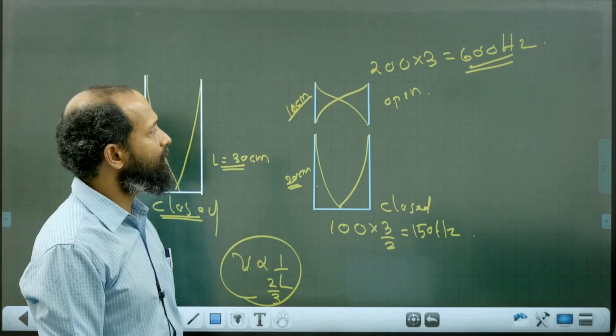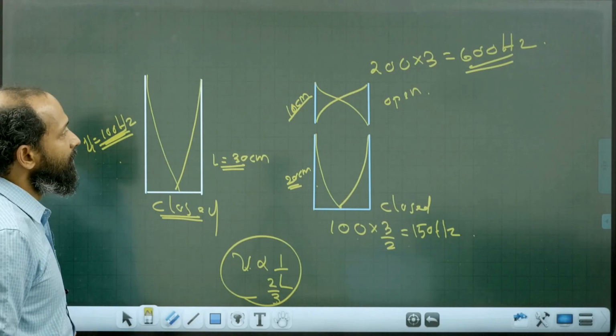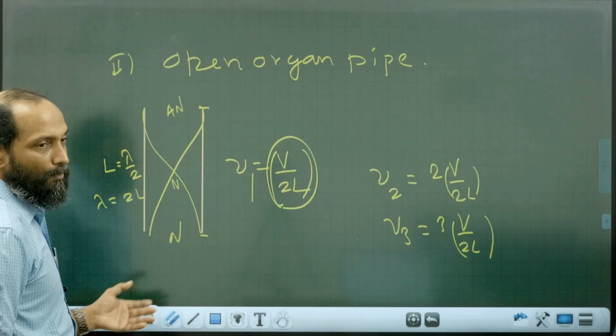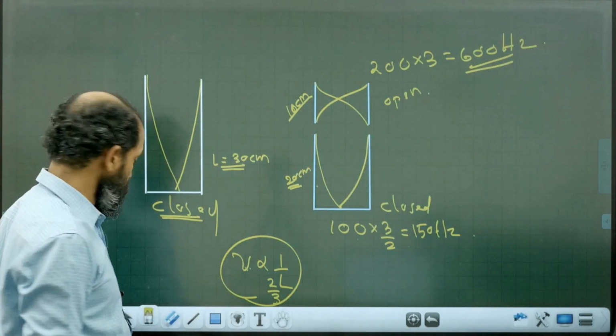This type of questions can be applied. This may be the possible way to have an increased speed. So open organ pipe, closed organ pipe, fundamental frequencies, overtones, all these are very, very important. Students, hope that it is useful to you.